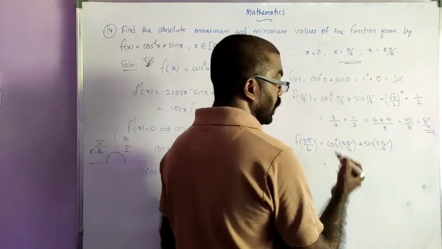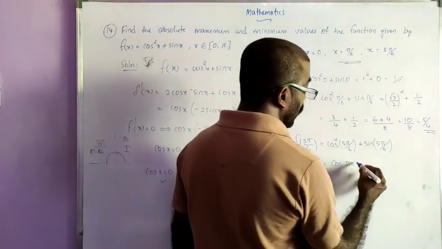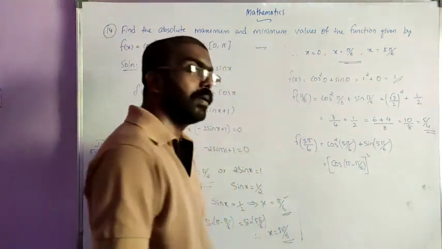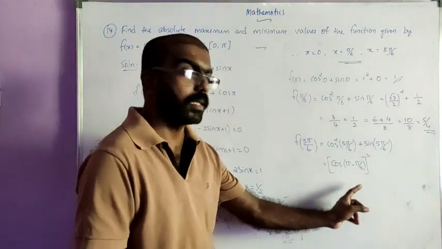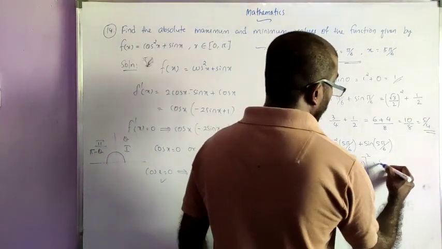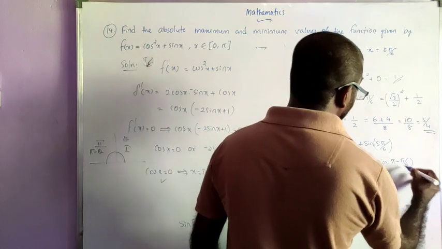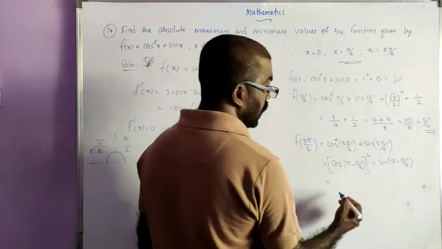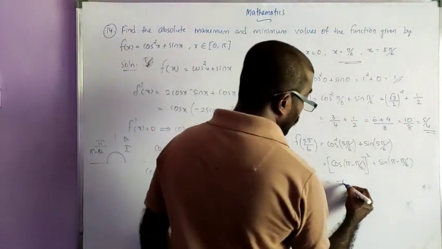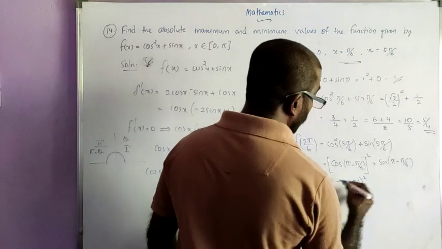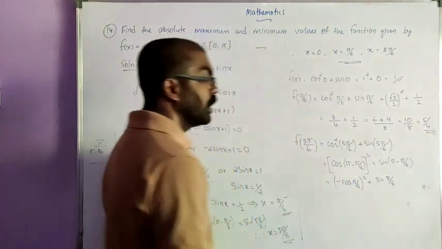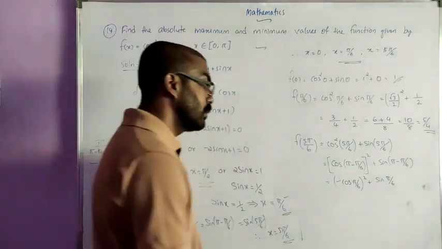Cos square theta means cos theta the whole square, so here we can write cos of (pi minus pi by 6) the whole square, because 5 pi by 6 can be written as pi minus pi by 6. Here also sin(pi minus pi by 6). Cos(pi minus theta) is minus cos theta, since cos theta is negative in the second quadrant. So minus cos pi by 6 the whole square. Here sin pi by 6, because sin(pi minus theta) is equal to sin theta, since sin x is positive in the second quadrant.